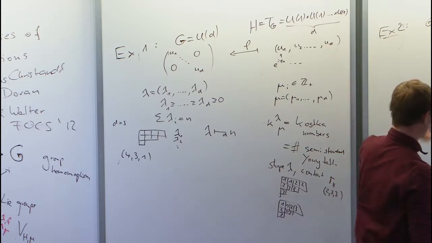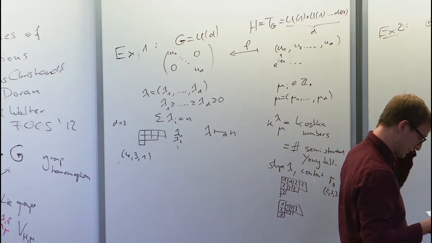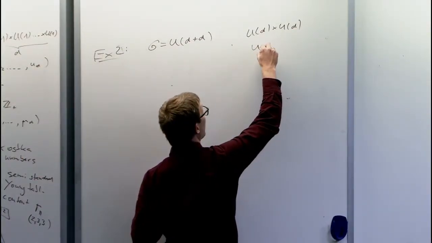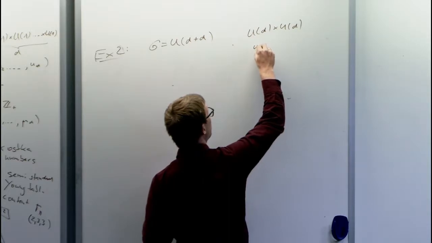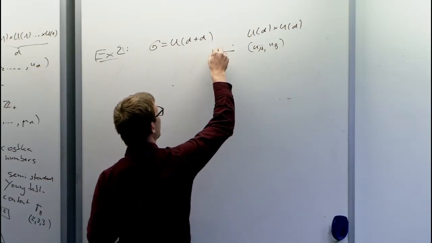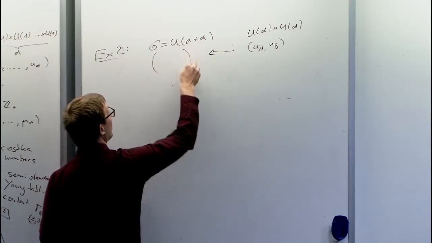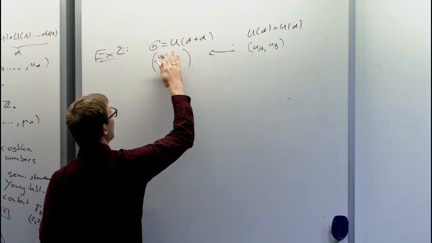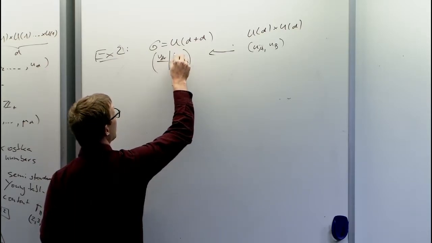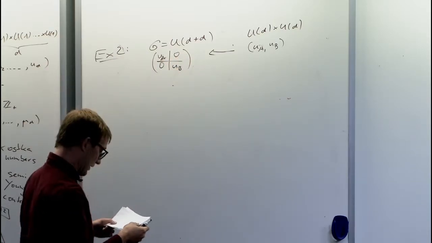But I think it's still easier to think about U(d) than SU(d). If I do this with SU(d), I get a headache the whole time. So here I have 2 unitary matrices, right? 2 d by d matrices. And I'm going to send them like that. Okay, very good.